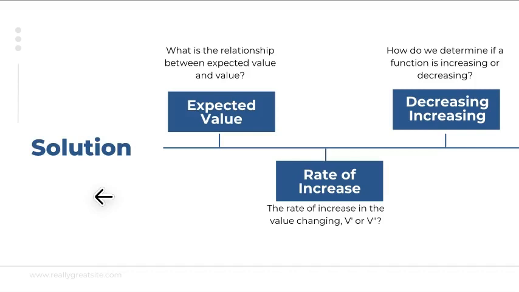Since the question had parts A, B, and C, we'll take a look at each part. For part A, we ask what's the relationship between expected value and value? It turns out they're one and the same. They're just saying, what would you expect to get if you have a formula for V? The next thing is, how do we determine if the function is increasing or decreasing? And we'll talk about that when we get to Maple Learn.